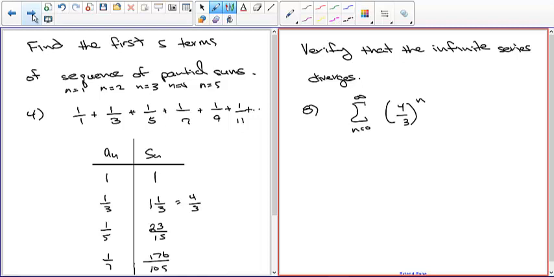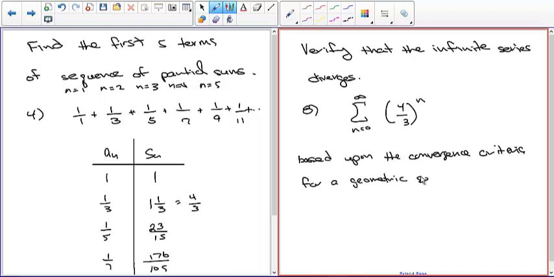So if you look at using the geometric series, how we would say it is, based upon the convergence criteria for a geometric series, since R equals 4/3 and R is greater than or equal to 1, the series diverges.